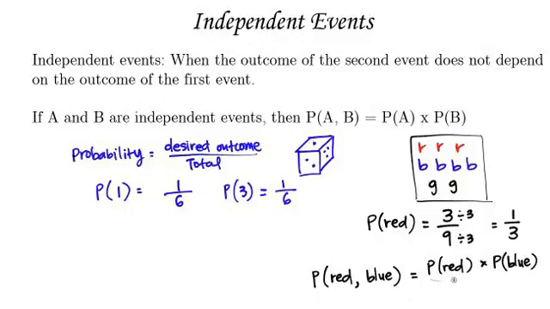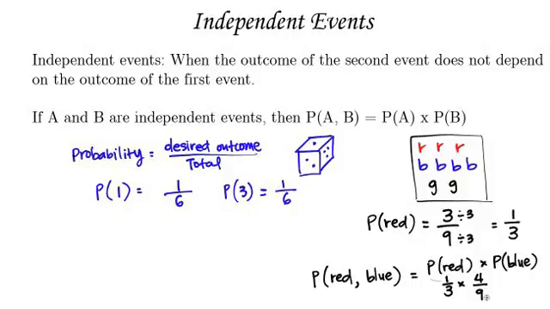So the probability of picking a red marble, we know that's 3 over 9 or 1/3, times the probability of picking a blue. Blue is my desired outcome. I have 4 over a total number of 4, 5, 6, 7, 8, 9.